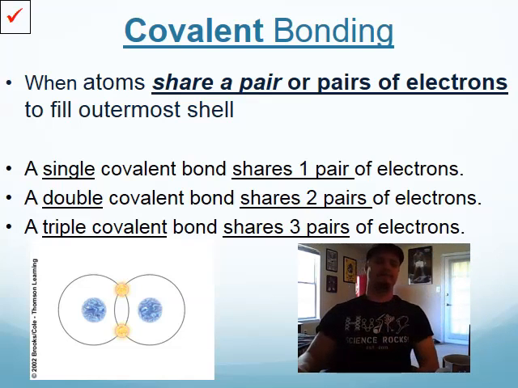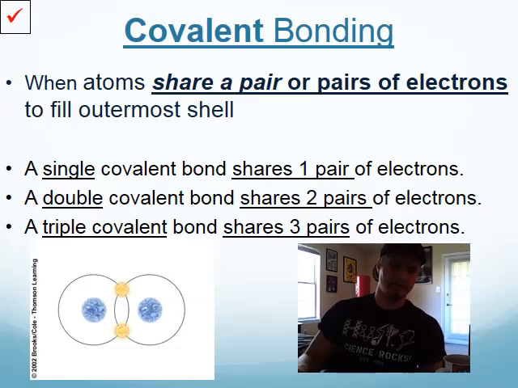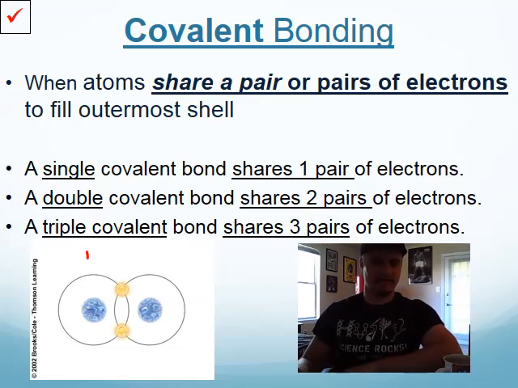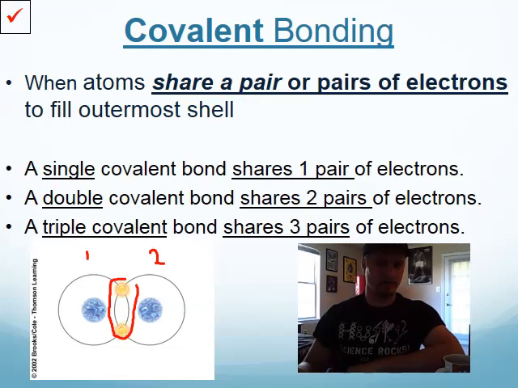So here we have 2 atoms, right? So we have atom number 1, atom number 2. And as you can see here, they are sharing 1 pair of electrons between them.